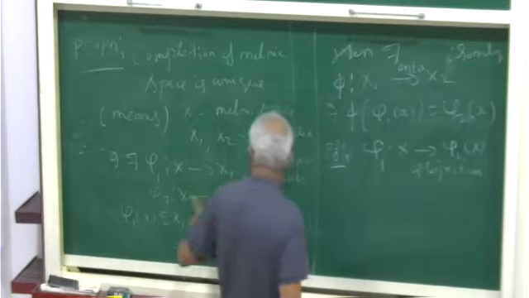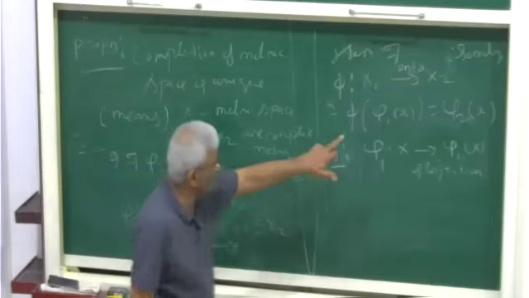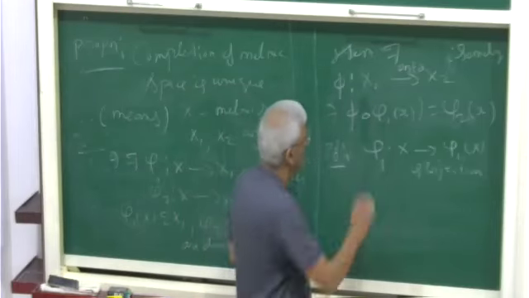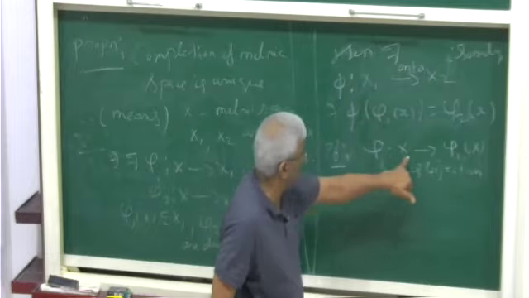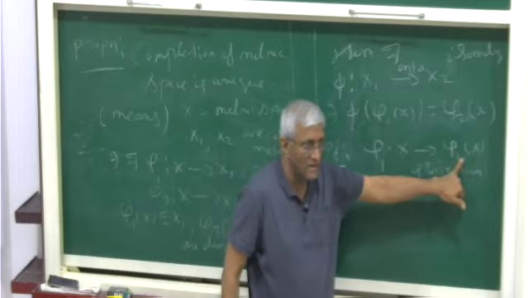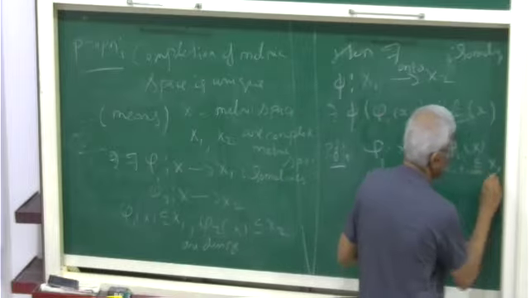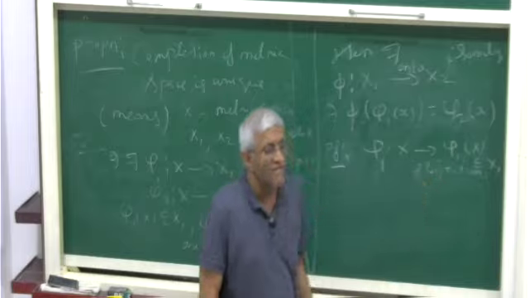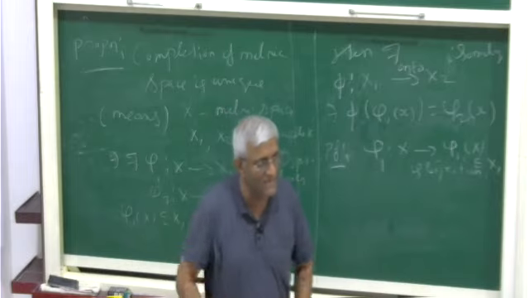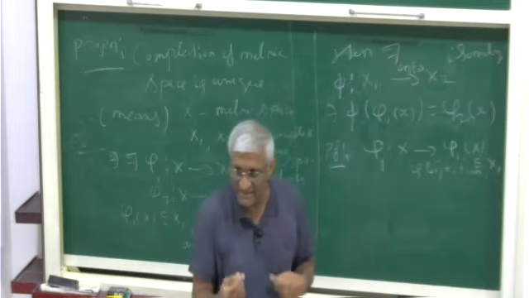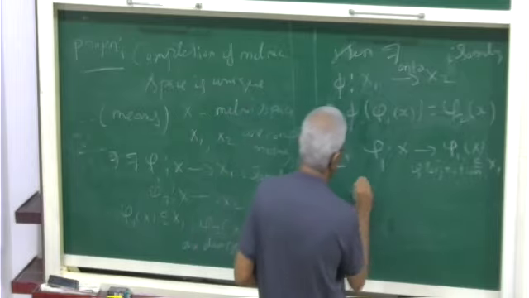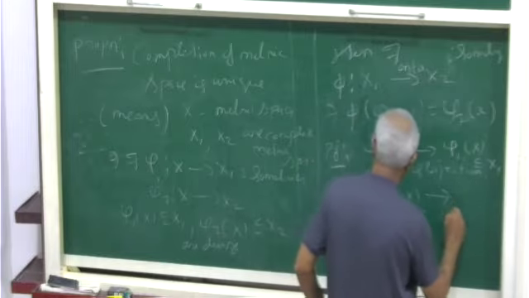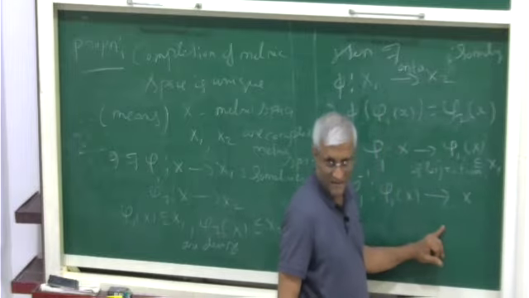Phi1 is a function from here to here. There is no proof needed here: phi1 is from X to phi1(X), which is contained in X1. I'm just restricting to the range. When you restrict to the range, it is onto. So I will take an inverse. Now phi1 inverse from phi1(X) to X is a bijection, right?